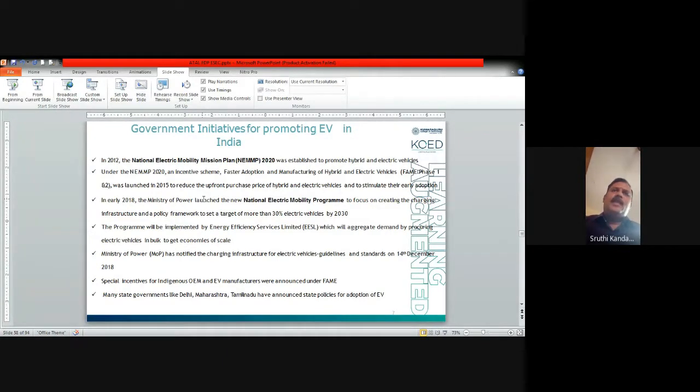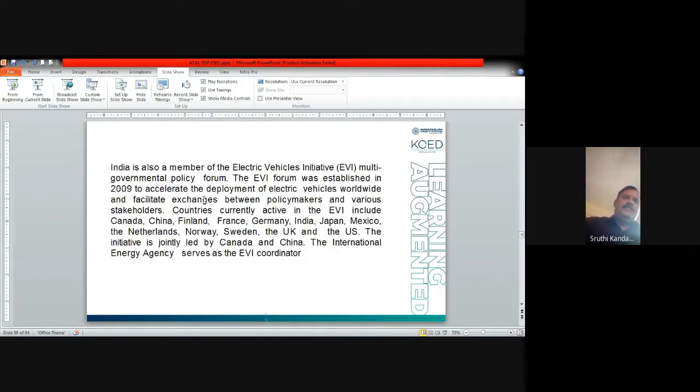India is also a member of the Electric Vehicles Initiative, EVI, a Multi-Governmental Policy Forum. The EVI Forum was established in 2009 to accelerate the deployment of electric vehicles worldwide and facilitate exchange between policymakers and various stakeholders. Countries currently active in the EVI include China, Canada, Finland, France, Germany, India, Japan, Mexico, Netherlands, Norway, UK, US. The initiative is jointly led by Canada and China. The International Energy Agency serves as the EVI coordinator.